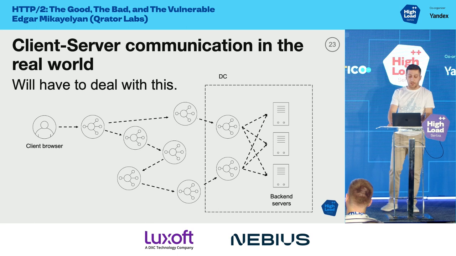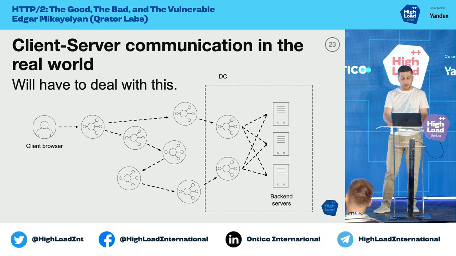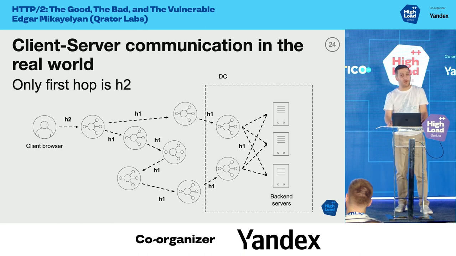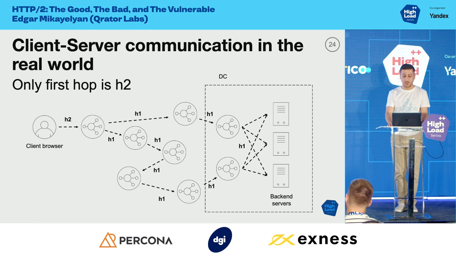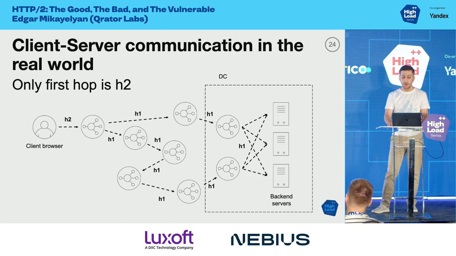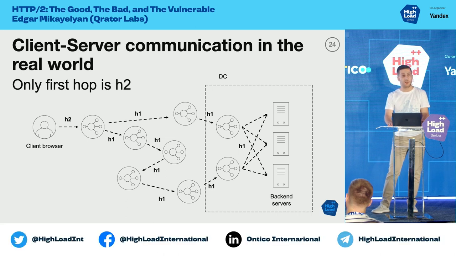You don't have the client connected directly to the server. You have the client connected only with the first proxy in the way. And then, now, please don't be disappointed. All other boxes on the traffic path after the first hop don't support HTTP2 in upstream. They are forced to downgrade to HTTP1, and all of this minimizes all the benefits of HTTP2.